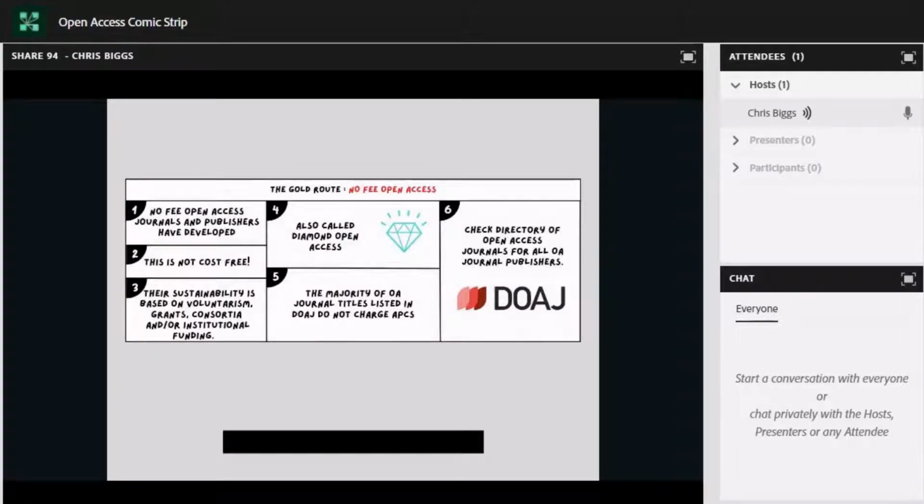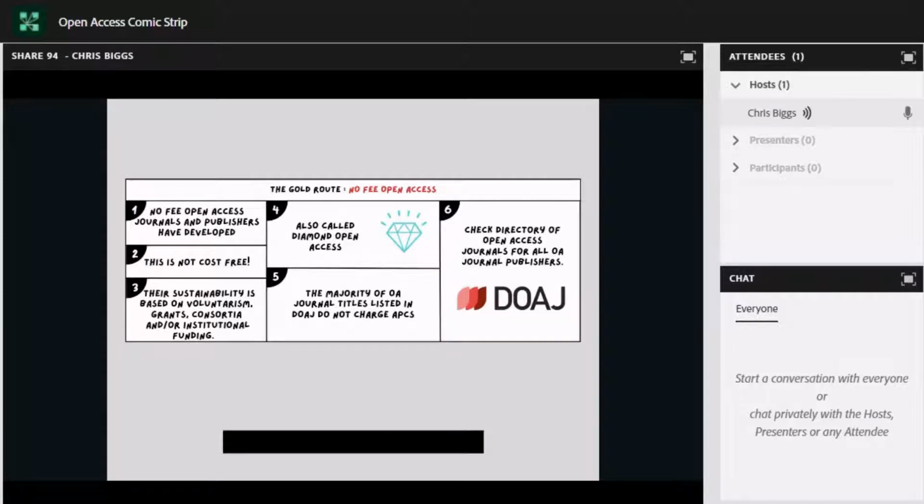The gold route. As indicated by the BOAI, no-fee open access journals have developed, but this is not cost-free. Their sustainability is based on voluntarism, grants, consortia, and/or institutional funding, rather than article processing charges. This is sometimes called Diamond Open Access. It's sometimes called Platinum Open Access. An exemplar of this would be the Open Library of Humanities. This is a scholar-led portfolio of humanities journals funded by voluntary library subscriptions.